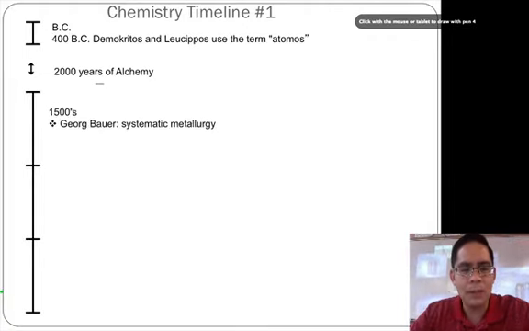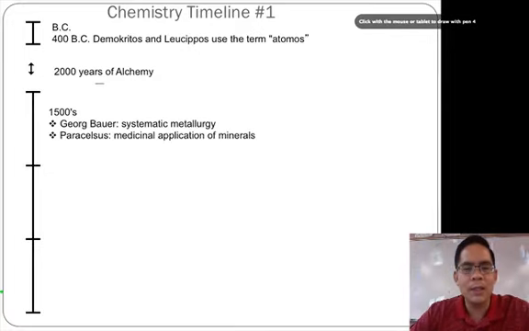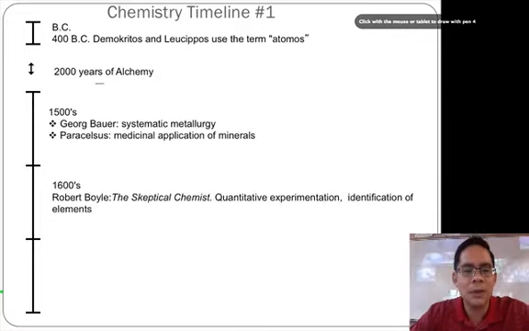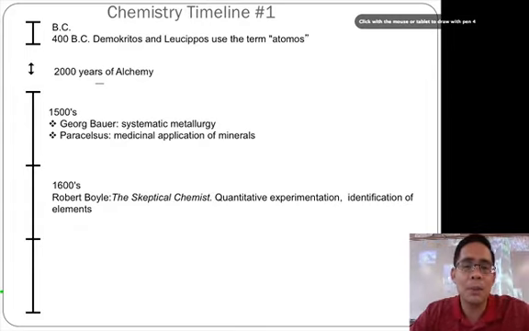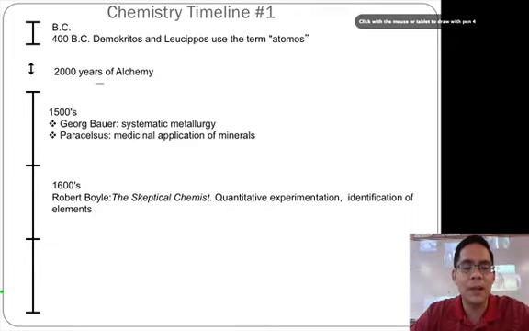And then when we get into the 1500s, we get to some ideas of systematic metallurgy, how to create and fold metal to make very strong metals that we use for swords and for armor, etc. And we find some medicinal applications of minerals, but it wasn't until the 1600s when a guy named Robert Boyle started doing what is called quantitative experimentation, which we're starting to do in the lab, where we actually collect data, masses, volumes, and use all of those to help identify elements.